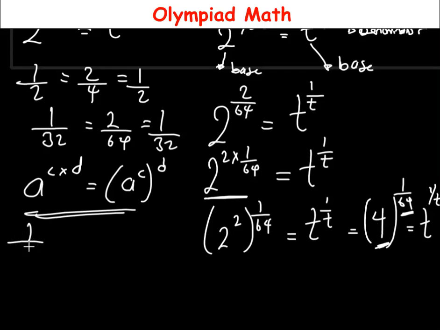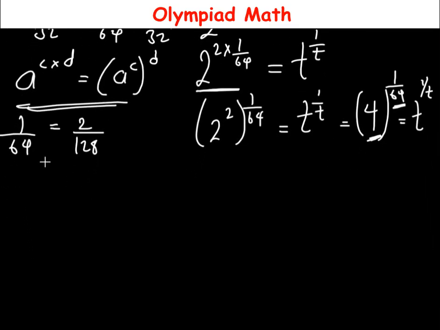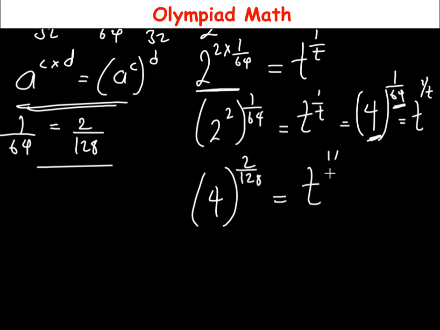Now 1 over 64 can be written as 2 over 128, right? This shows that in place of 1 over 64, we can put in 2 over 128. So right here, we have in bracket 4, all raised to power 1 over 64; we can put in 2 over 128, which equals t raised to power 1 over t.